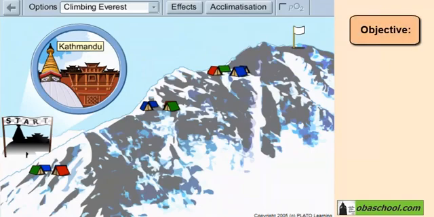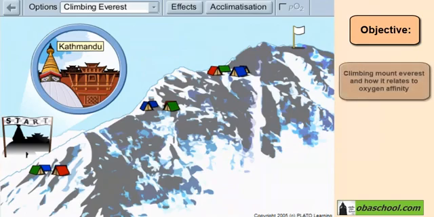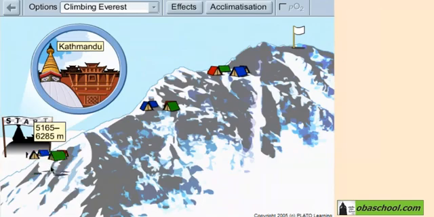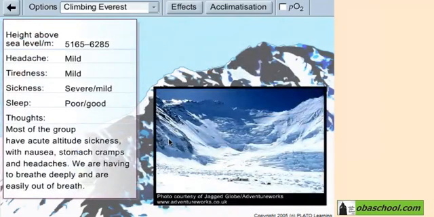I'm going to have a fun exercise. We are going to look at what it is like to climb Mount Everest when it comes to differing partial pressures of oxygen and oxygen dissociation curves. So this is the start at 5,165 to 6,285 meters above sea level. Our climbers are going to start here.